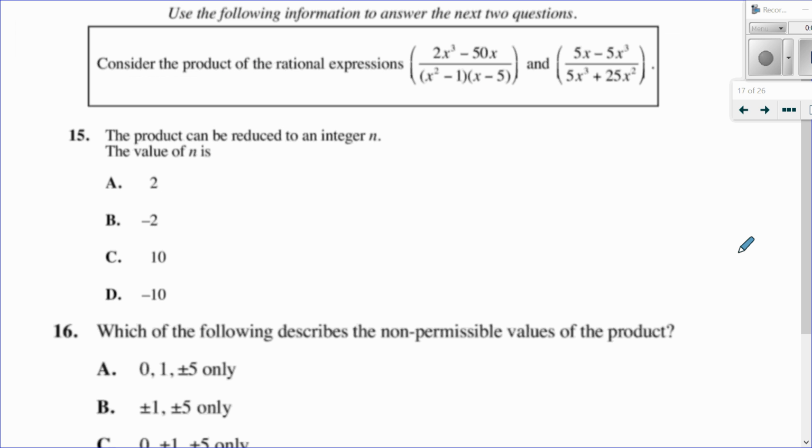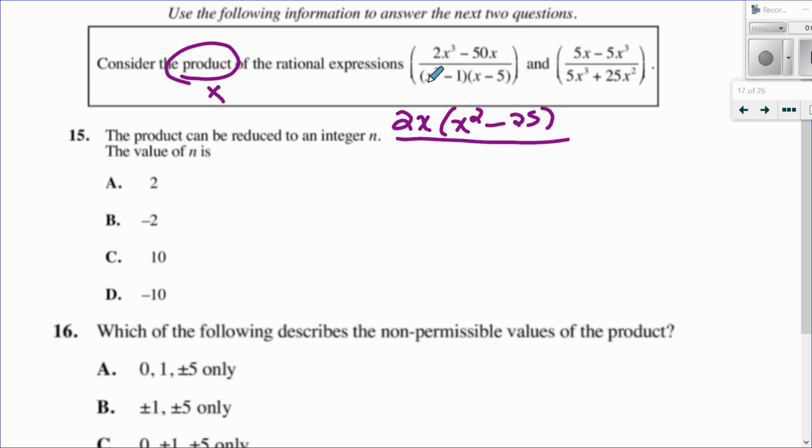Okay, in this question here, we're going to do two parts. We're going to do reducing it and then non-permissible values. So we're looking at product, and product means multiply. So 2x cubed minus 50x. Look at the numbers first. 2 and 50 have a greatest common factor of 2. X cubed and x have a greatest common factor of x. So 2 divided by 2 is 1. X cubed divided by x is x squared, minus 50 divided by 2 is 25. And x divided by x is 1.